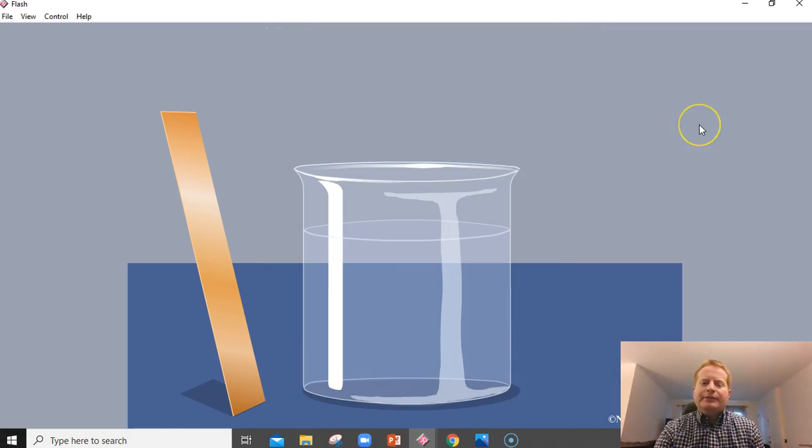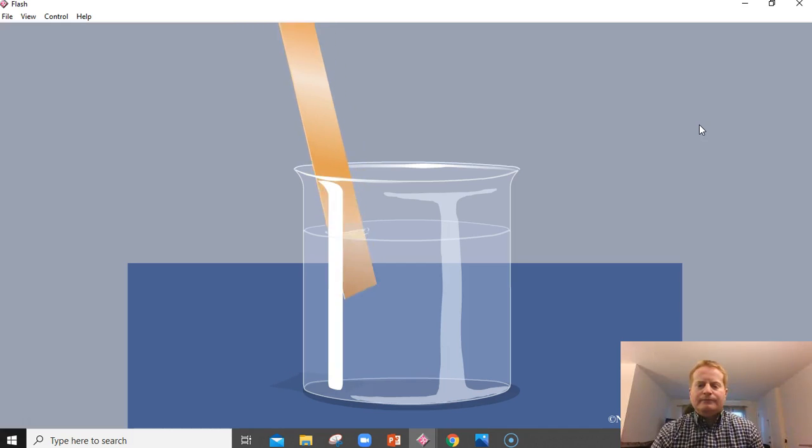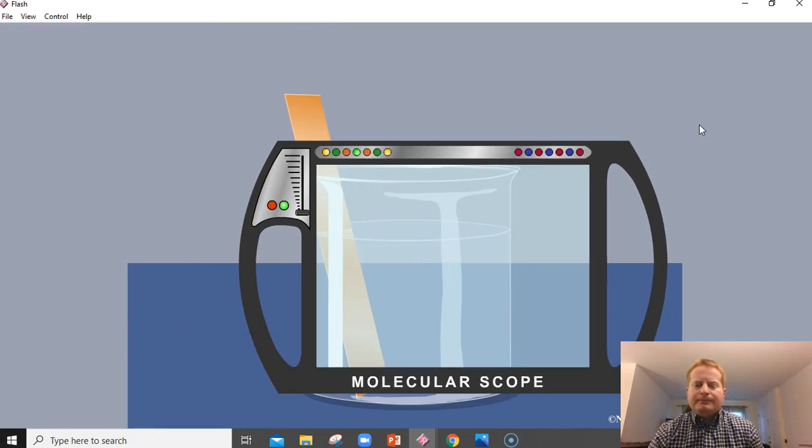So watch carefully. We've got our copper atoms going in, and it's reacting with our aqueous solution. Going to zoom in to see what's happening at the molecular level.